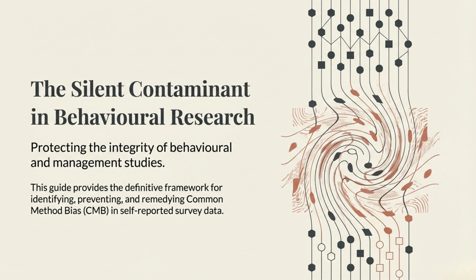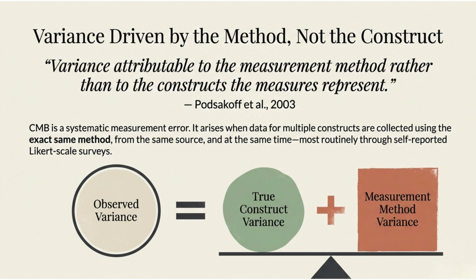In behavioral and management research, this situation is routine. Researchers frequently administer cross-sectional questionnaires in which all constructs are measured on identical 5-point or 7-point agreement scales, which is also a common method. Although this consistency improves convenience and comparability, it can unintentionally inflate or deflate observed relationships among variables. Why does common method bias occur?